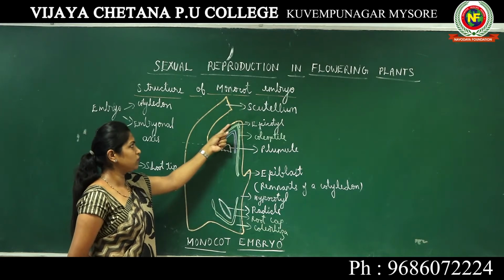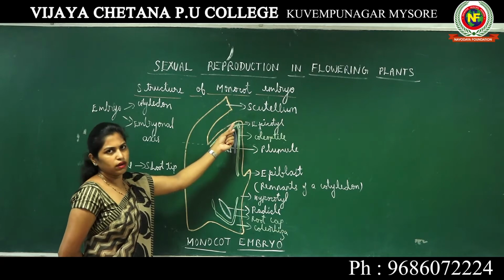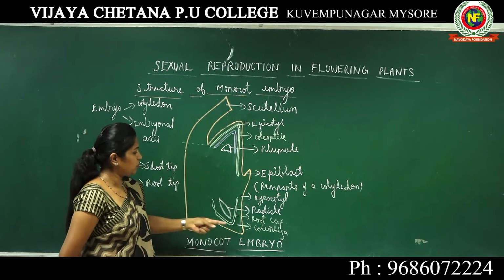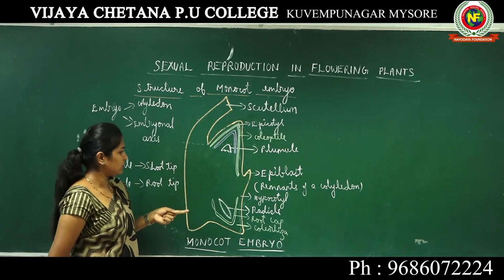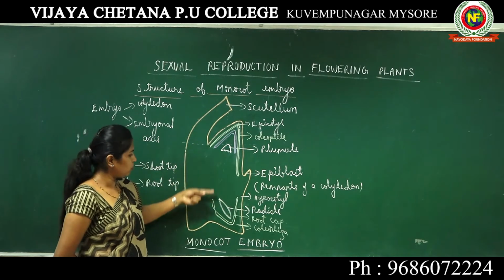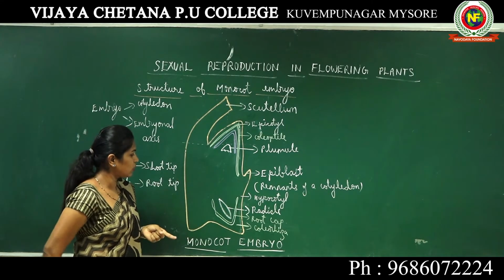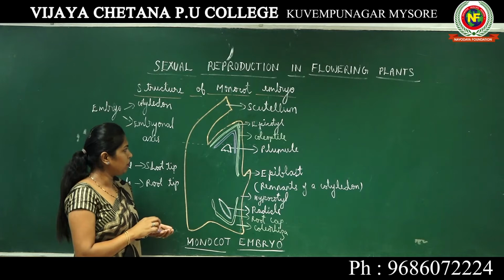Then you should know that this part of the embryo is epicotyl because it is above the level of the cotyledon, whereas this part of the embryonal axis is known as hypocotyl because it is below the level of cotyledons. Okay, so this is all about the structure of monocot embryo.